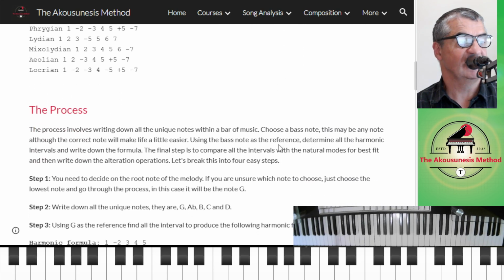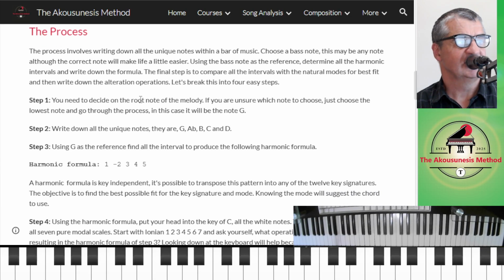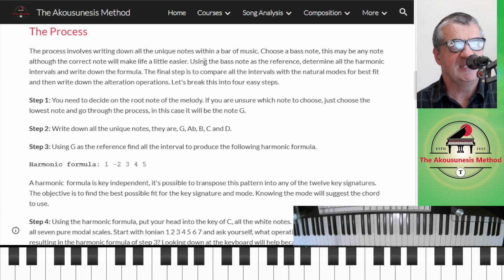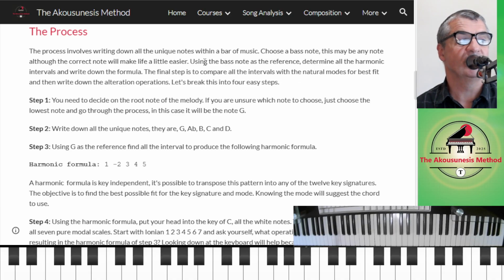So first step, we have a process. The process involves writing down all the unique notes within the bar of music, right? So we just write down the notes of what we see. Choose a bass note. This may be any note, although the correct note will make life a little easier, and you'll see what I mean as we move on. Using the bass note as your reference, determine all the harmonic intervals and write them down. And write down the formula, okay?